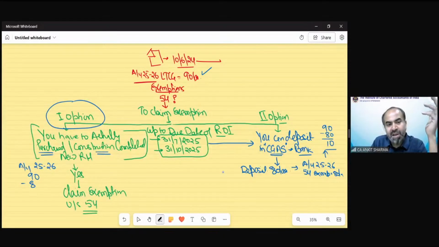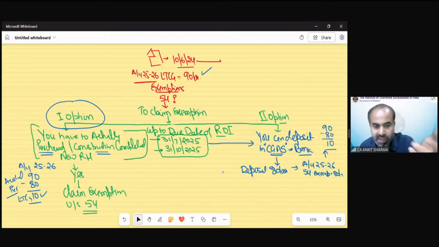Suppose you actually utilized 80 lakh rupees, actually purchased or constructed. Then there would be, of course, long-term capital gain. So you can have two options: either you can actually purchase, or you can deposit in the CGAS scheme. The amount you deposit would be considered as your investment, and you can claim the exemption in the same assessment year on the basis of the proof that I have deposited that much amount in my scheme.